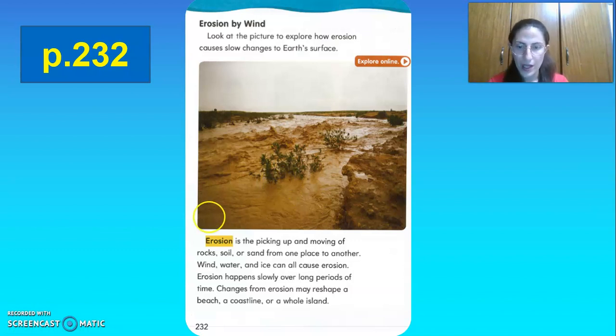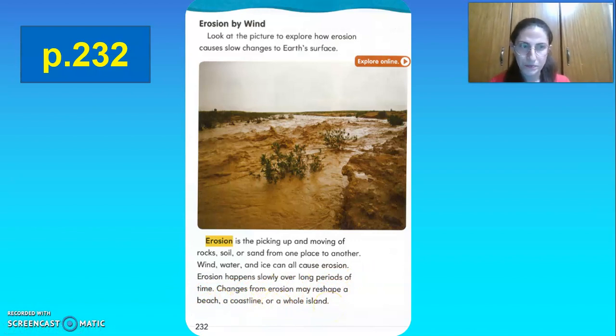Let's read together. Erosion is the picking up and moving of rocks, soil, or sand from one place to another. Wind, water, and ice can all cause erosion. Erosion happens slowly over long periods of time. Changes from erosion may reshape a beach, a coastline, or a whole island. So I'm going to reread, then I'm going to explain.